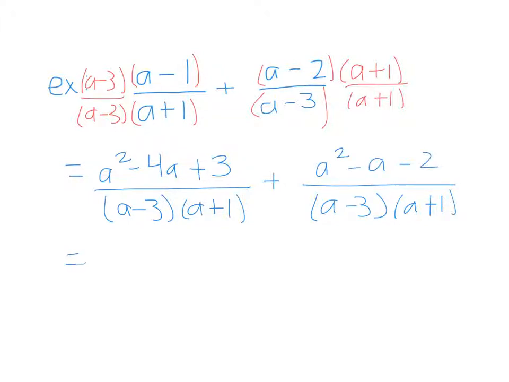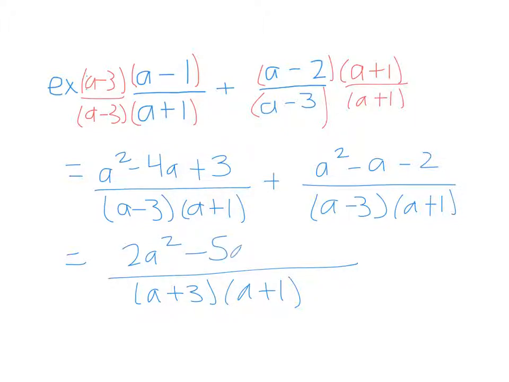Now we add across the numerator. And that denominator is that common denominator that we found. So we have a squared plus a squared, so 2a squared, negative 4a minus a, so minus 5a, plus 3 minus 2, so we get a plus 1.